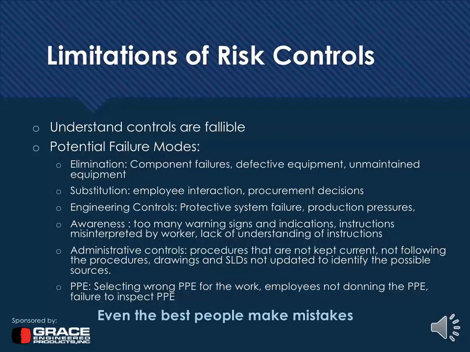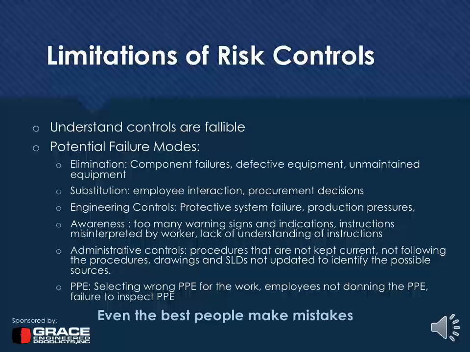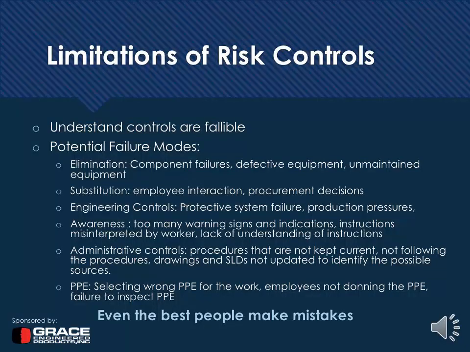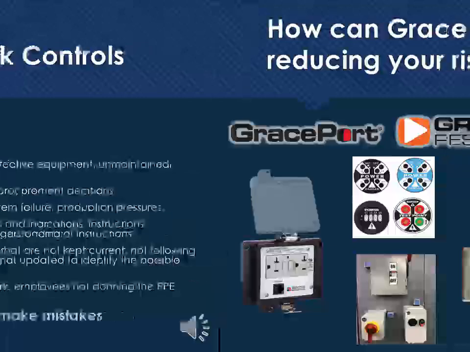So the key takeaway from this slide is even the best people make mistakes, right? We need to understand that these mistakes can happen at the design phase, the implementation phase, or during the use phase. Anywhere these mistakes could happen. So that's the reason there are these different layers of the hierarchy included in this risk control. Let's go to the next slide.